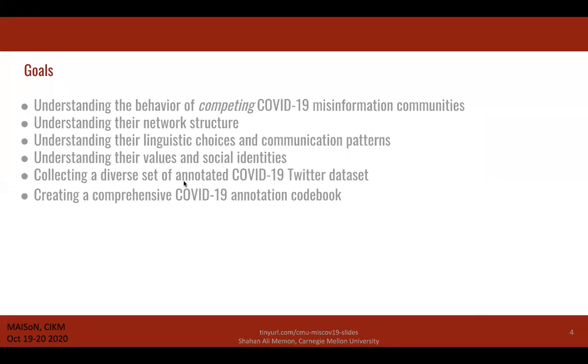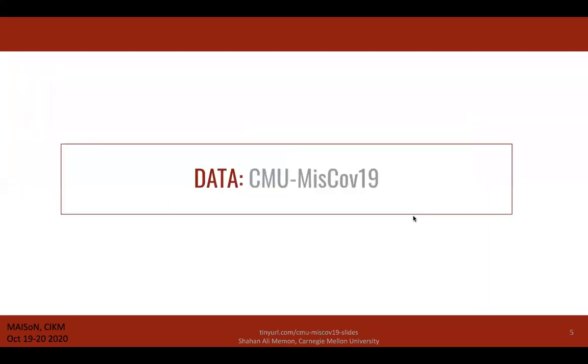The secondary goals of this study were also to collect a diverse set of annotated COVID-19 Twitter dataset and create a comprehensive COVID-19 annotation codebook. Both of these things we make available for the public to use in their research. So let me begin by first describing our dataset that we call CMU MISCOV 19.